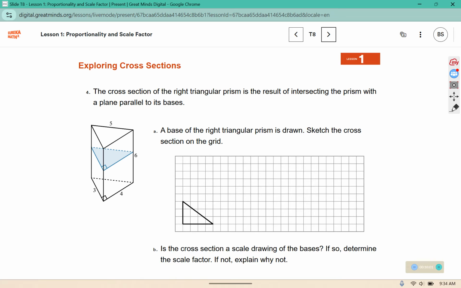The cross-section of the right triangular prism is the result of intersecting the prism with a plane parallel to its bases. A base of the right triangular prism is drawn. Sketch the cross-section on the grid. This is 4 by 3. And the original was 4 by 3 as well. So yes, this one does have a scale factor of 1.